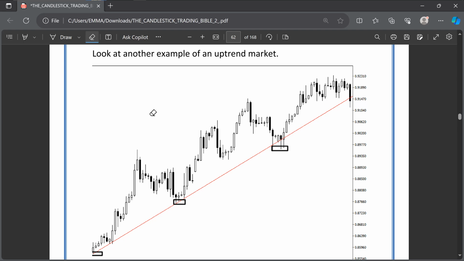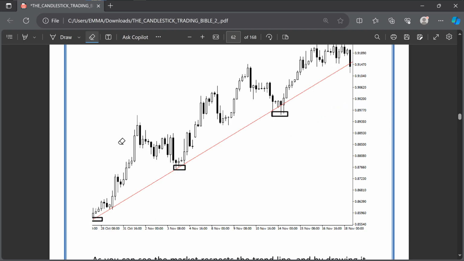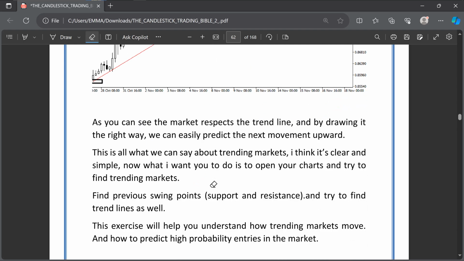Here, price starts here, moves there, comes here, moves there, comes here, moves there, comes here. These are the points where, when the price gets to them, they bounce off, they get rejected. That is what it means. As you can see, the market respects the trend line. By drawing it the right way, we can easily predict the next movement upward.